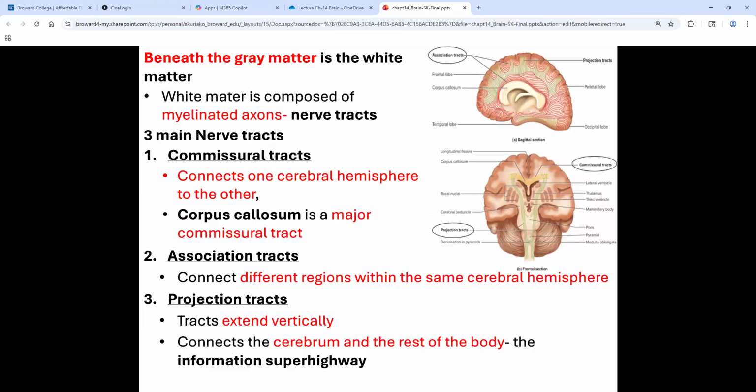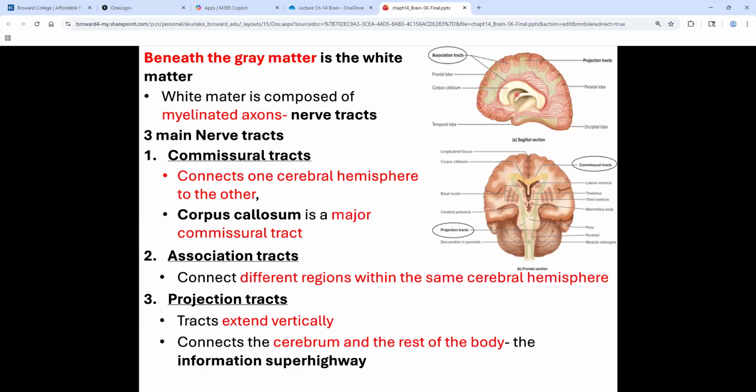Okay, back to the gray matter, because I told you initially gray matter is on the outside. Now I'm going to add something. We'll be talking about other areas where the gray matter is, but before that, I want to talk a little bit about gray matter and white matter. So I said beneath the gray matter, you have the white matter, right? And what is white matter composed of? Myelinated neurons. Yeah, correct. Now they are in tracks.